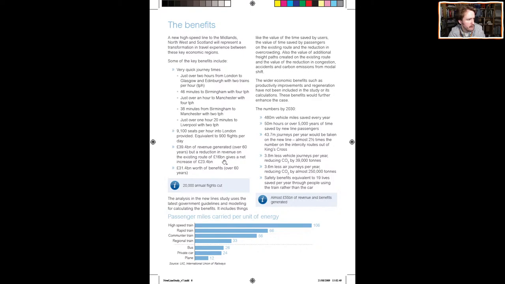Generated and benefits analysis of the new line studies use the value of time saved by passengers on the existing route and the reduction in overcrowding. Also, the value of additional freight paths created on the existing route and the value of the reduction in congestion.